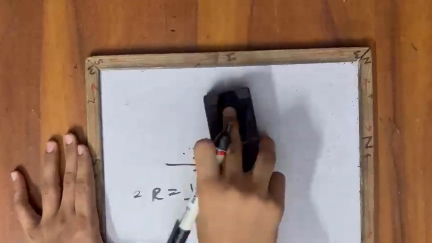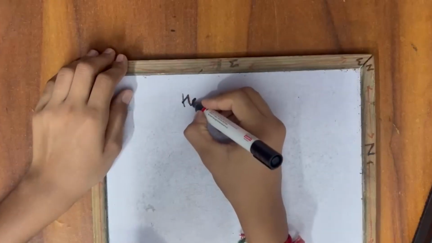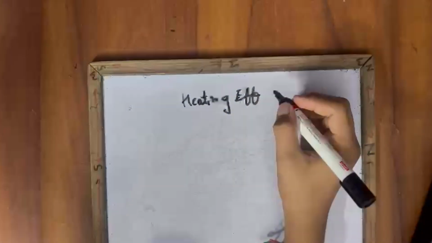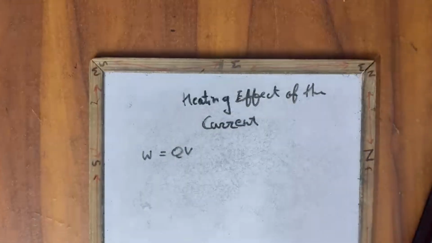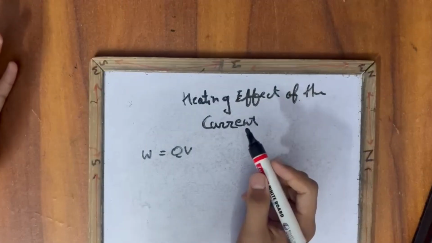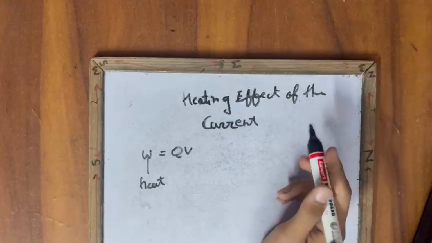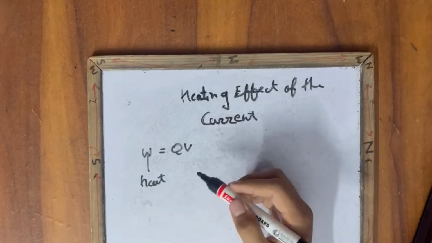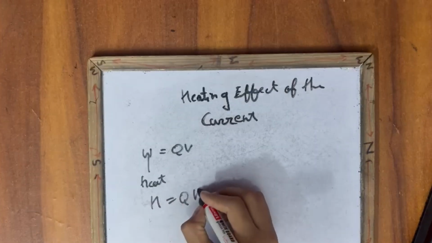Now let's study the last point of the chapter, the heating effect. In the heating effect you don't have to learn that much. W equals work done, and work done is energy, so energy can also be written as heat, and this is the formula of the heating effect. Work done equals charge into potential difference, so we can write H equals QV.